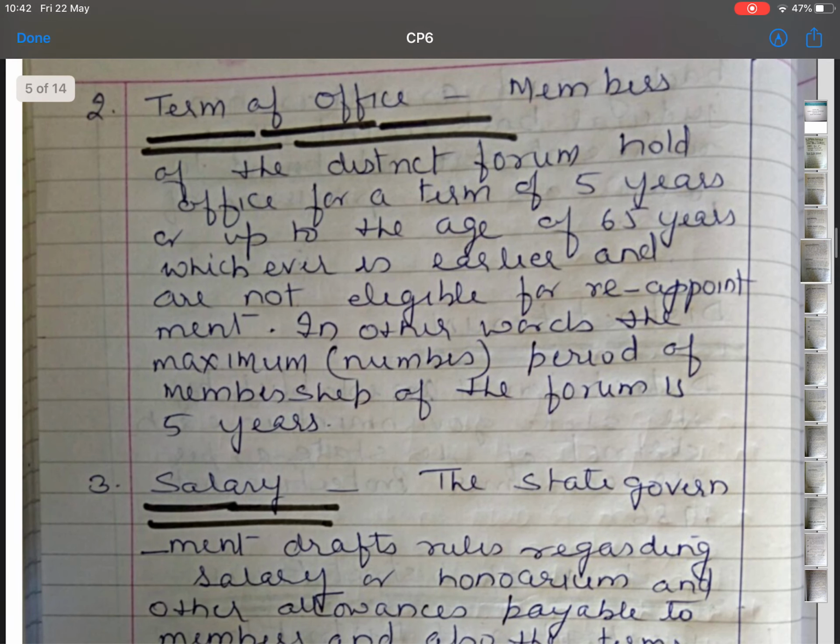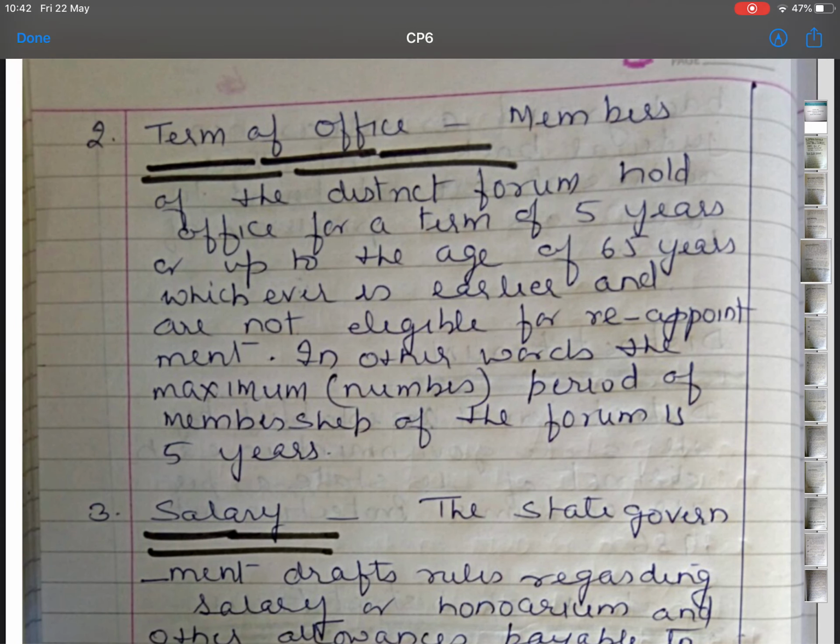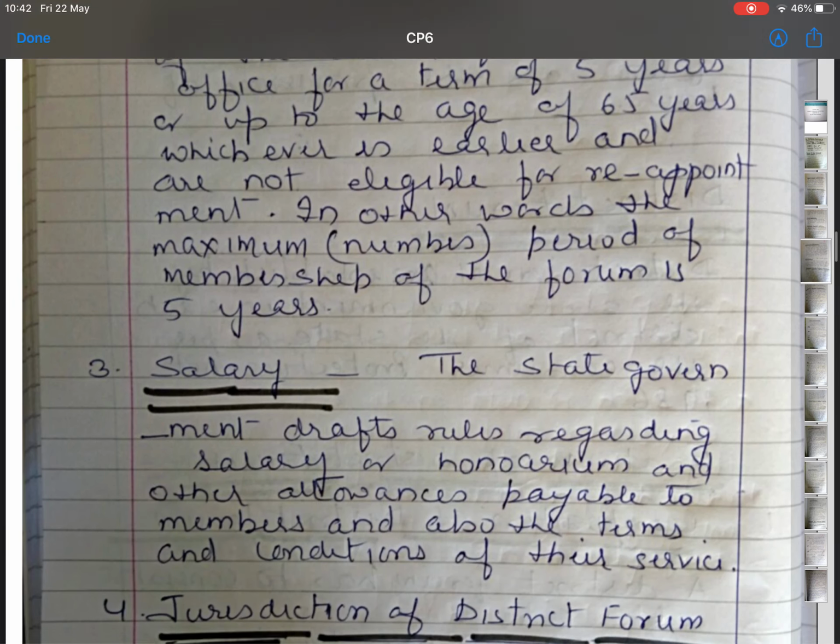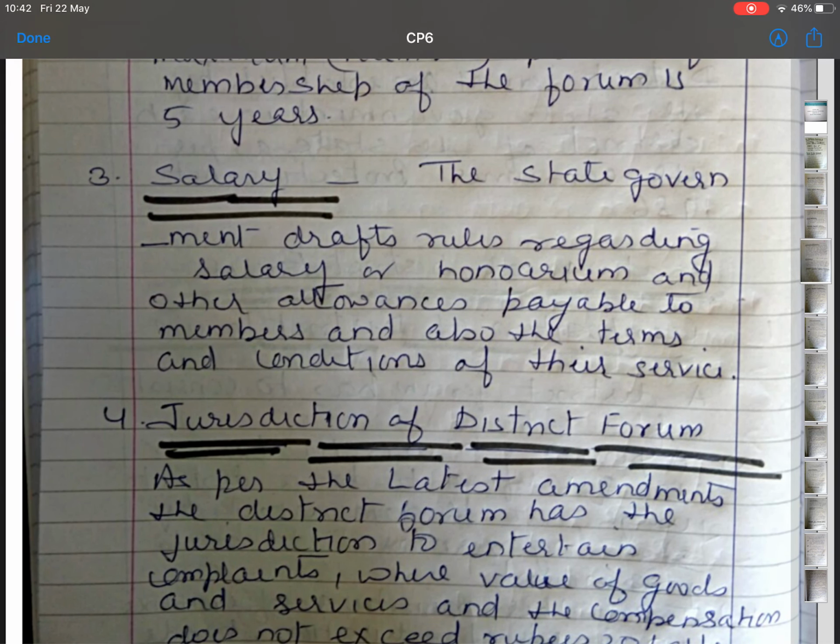Now the term of the office. Members of the district forum hold office for a term of 5 years or up to an age of 65 years, whichever is earlier, and are not eligible for reappointment. In other words, the maximum period of membership of the forum is 5 years. Now salary. The state government drafts rules regarding salary or honorarium and other allowances payable to members, and also the terms and conditions of their service.